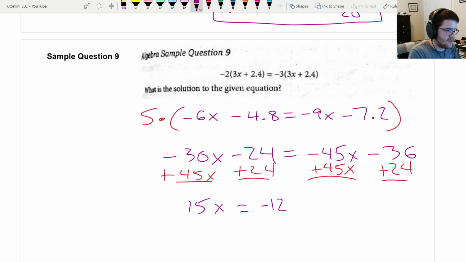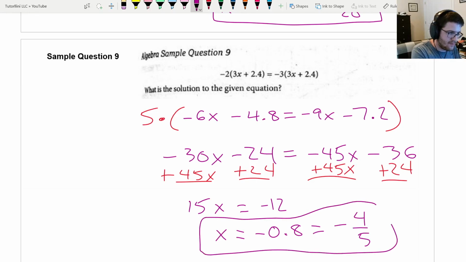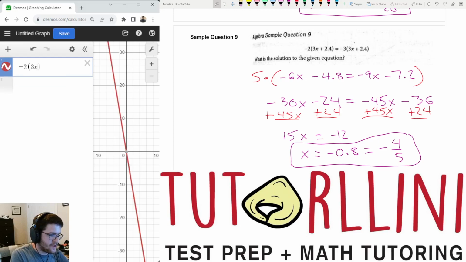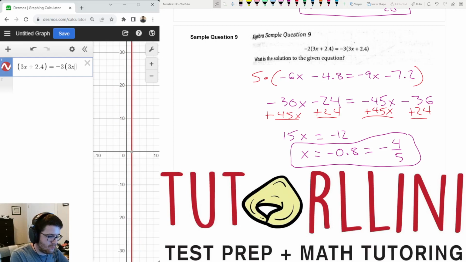We divide both sides by 15, and we get x equals negative 0.8, which also simplifies to negative 4/5. So I think either of those would be fine. And once again, not going to harp on it if it just saves a little bit of time, but if it saves a lot of time, we really should go through and solve it on Desmos as well, just so that when we see one like this on test day, we're prepared.